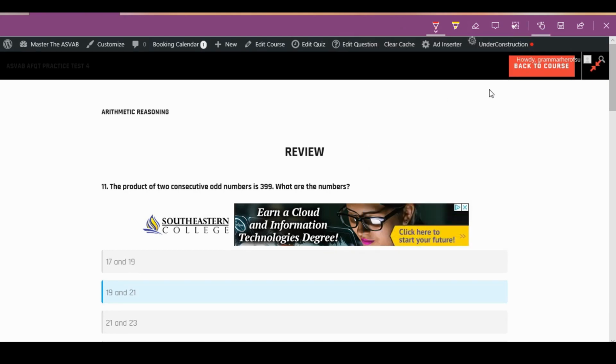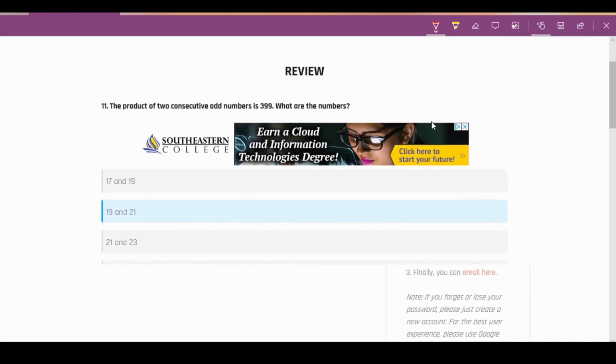All right, number 11 says the product of 2 consecutive odd numbers is 399. What are the numbers? So there are 2 ways to do this problem. We can see that all of our answer choices are consecutive odd numbers. So we can simply multiply these together to see which one would work. Or we can set this up algebraically. Again, the product of 2 consecutive numbers is 399. So if x is one number, the next odd number would be x plus 2, and x times x plus 2 equals 399.